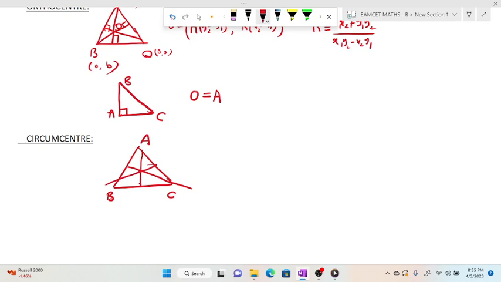In this case, these three are also concurrent. Circumcenter is denoted by S. Here A, B, C and S satisfy this condition: SA is equal to SB is equal to SC.